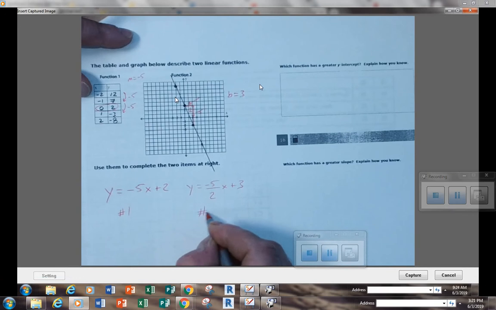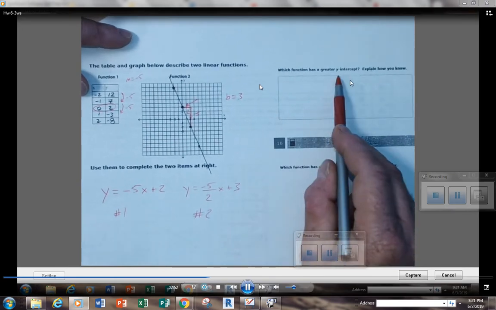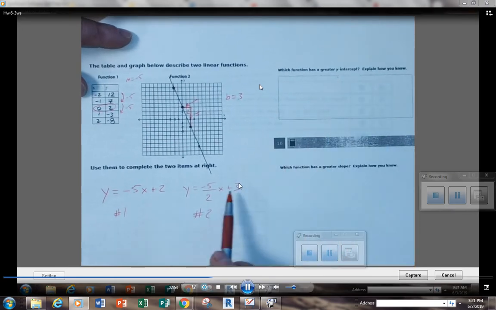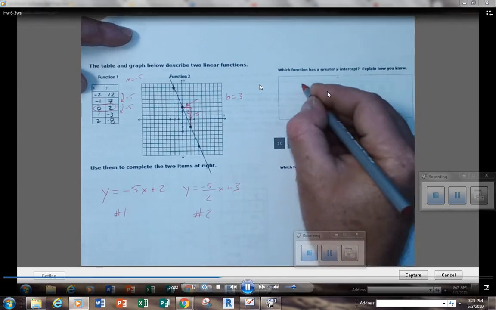So now I can compare. This says which one has the greater y-intercept? That would be the graph with a y-intercept of 3. That's an easy one. The graph, or function number 2.